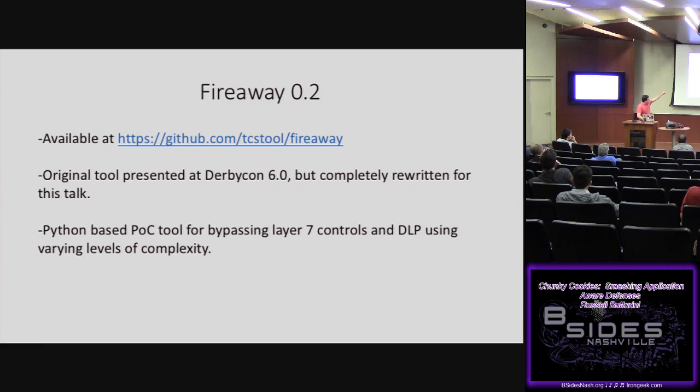So that's where we're going to jump into FireWay. I have this link again at the end. I presented this at DerbyCon. This is a totally new version, and that's for testing DLP, for testing layer 7 controls, anomaly detection engines. Pretty much a multi-purpose tool, could do a lot of different things.